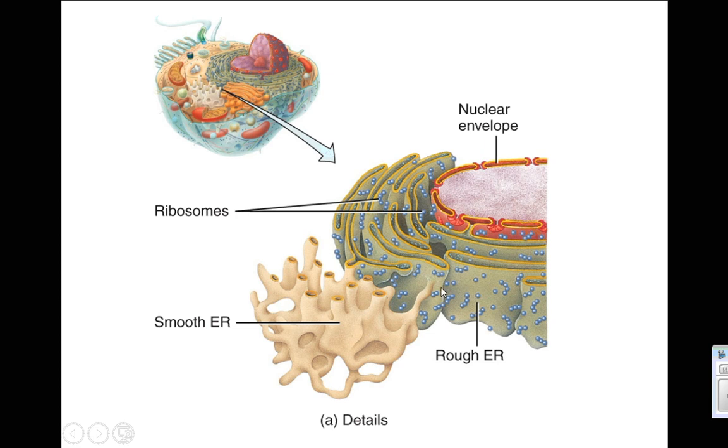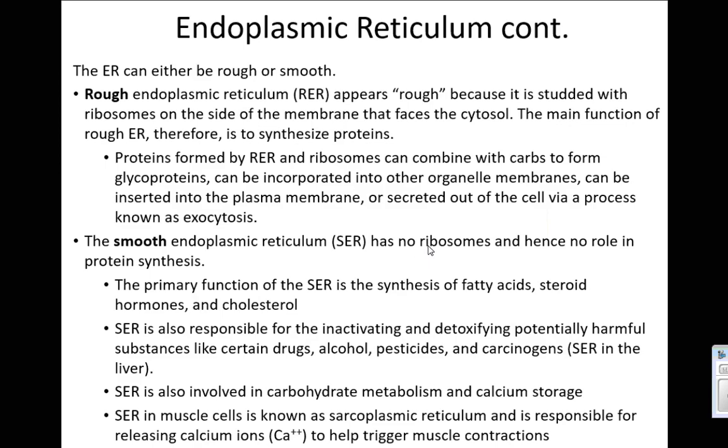Okay. RER, as it's sometimes abbreviated, most of the time you'll see me abbreviate it that way, is rough in appearance because of those many ribosomes attached to it. Now, since RER has ribosomes, and ribosomes are the protein factories of the cell, overall the function of the RER is to synthesize proteins. What happens is pretty cool.